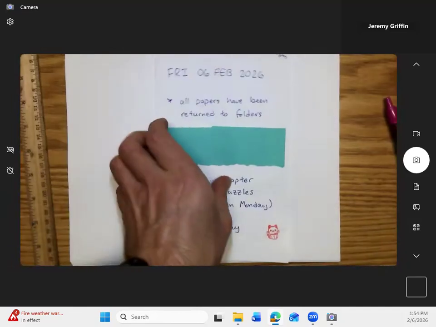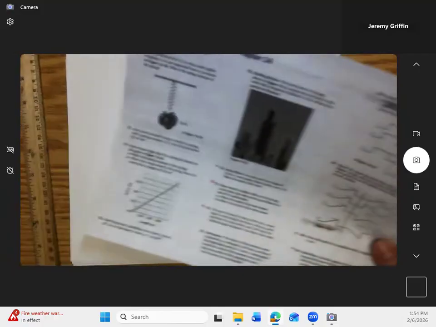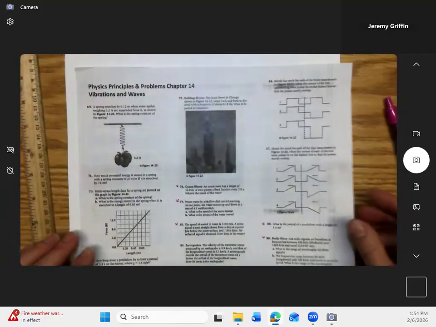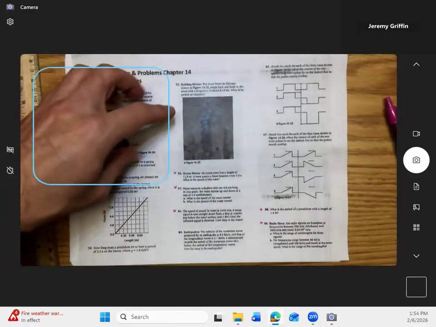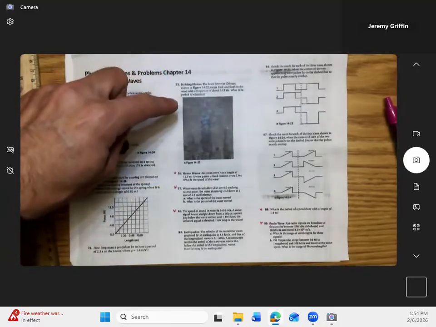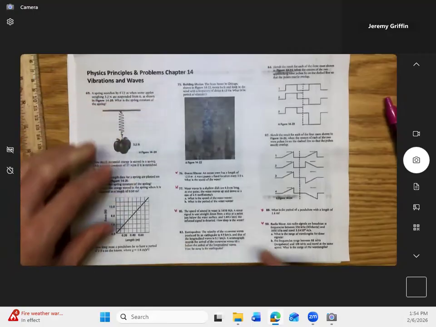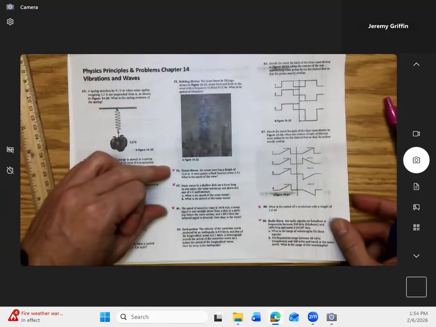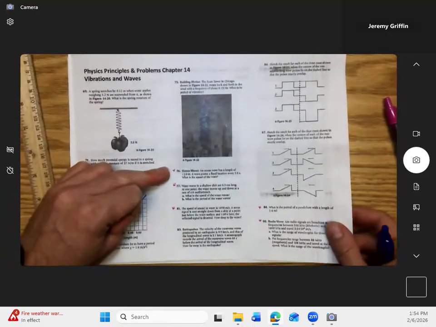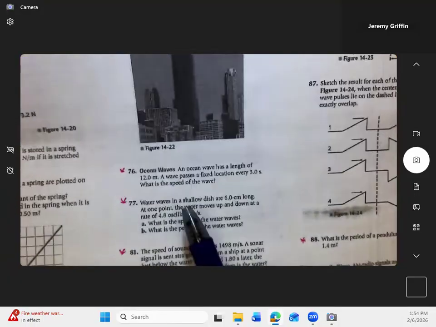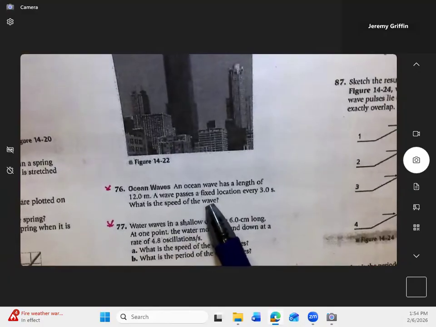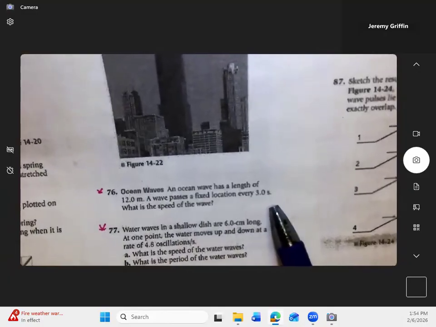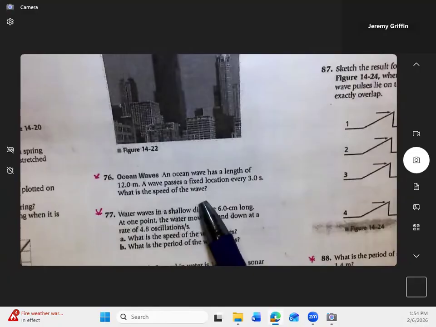I picked out some ahead of time that I thought looked pretty good. I know we did solve some of these a few days ago, the first few, up to the Sears Tower and also this earthquake. But we did those before. So how about 76 here? It says ocean waves. An ocean wave has length 12 meters. A wave passes a fixed location every 3 seconds. What's the speed of the wave?